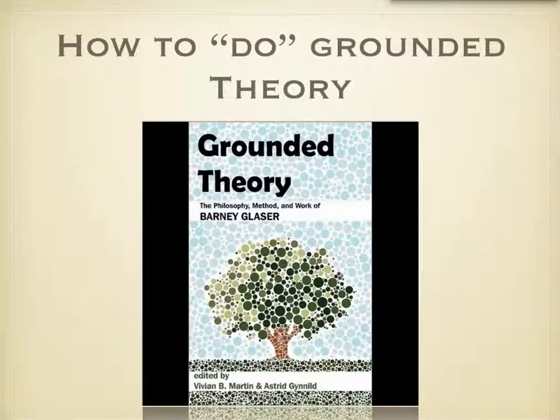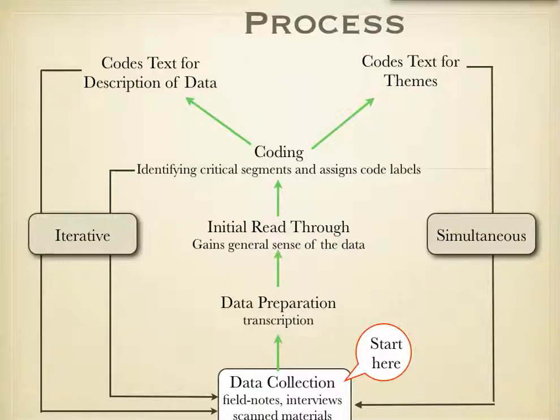So how do you do grounded theory? Well, grounded theory starts right down here with data collection. What you'll do is you will do interviews or take field notes, or you'll have some kind of material that you will use as your data. You take that data and you organize it. If it's an interview, you create a transcription, and then you read through it and you get a general sense of that data.